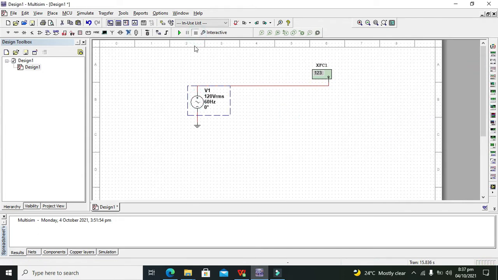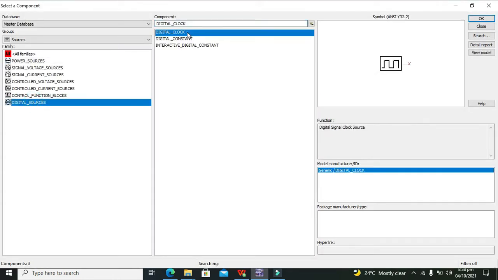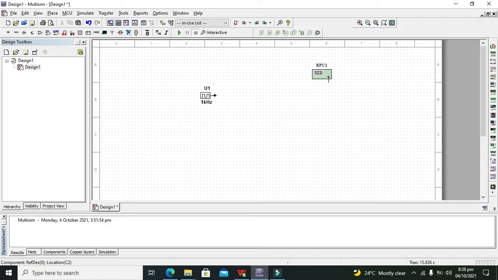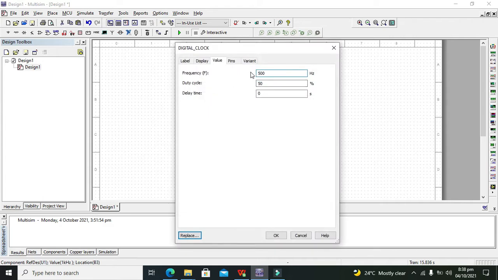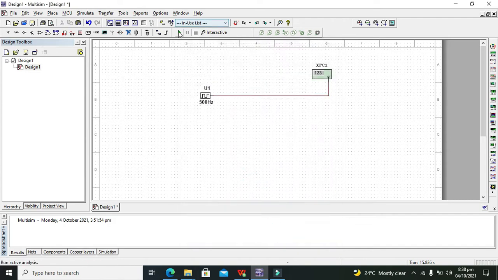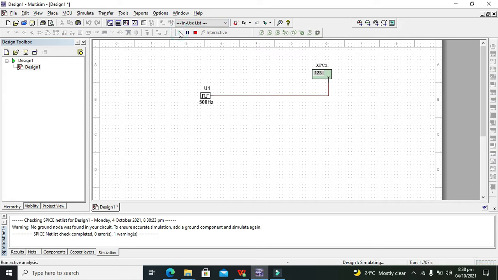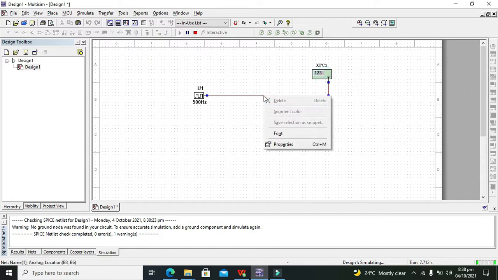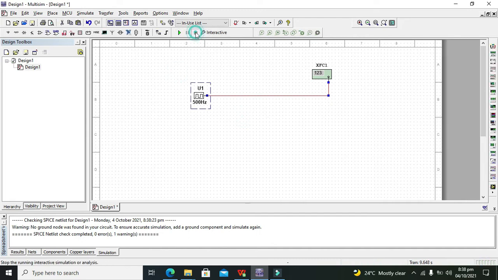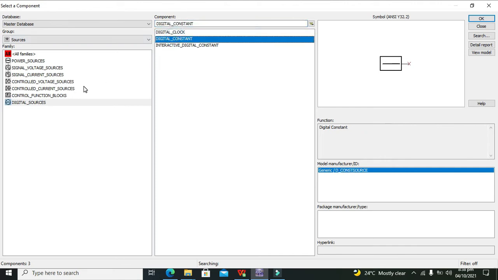Now what about other signals, like digital signals? We can go for those as well. We will go for digital sources and the digital clock. It is used to produce a clock signal, and usually a clock signal is in the form of a square wave. Now we will change it to 1 kilohertz. But it is saying that there isn't any ground within our circuit, and we cannot place a ground because there isn't any pin where we can attach it, so we can go for another source, the digital constant.